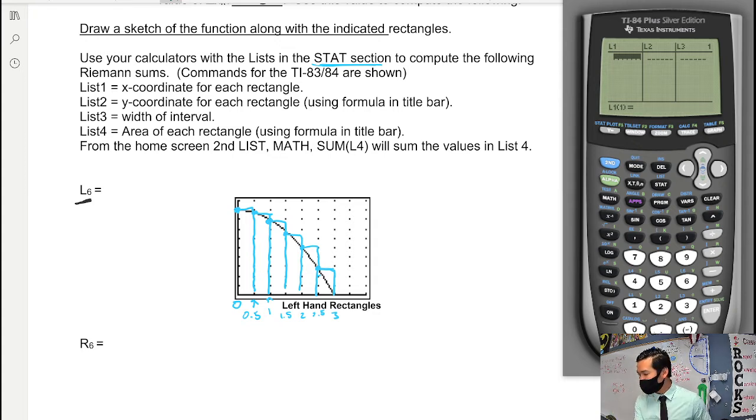And by the way, once you type it in, so 0, just press enter, and it'll move you down automatically. 0.5 is the next one. 1, 1.5. Do we end it at 3 or no? We ended at 2.5. But we would end at 3 if we were doing the right side. And we also would not have a 0 if we were doing the right side.